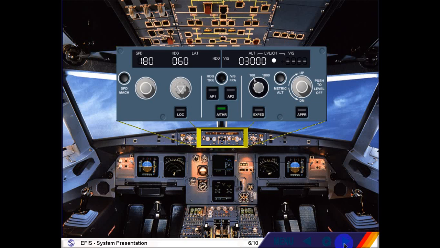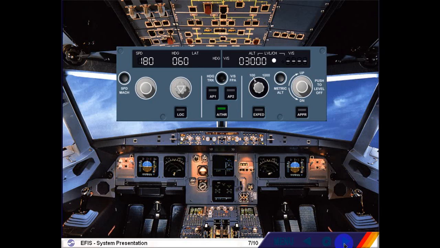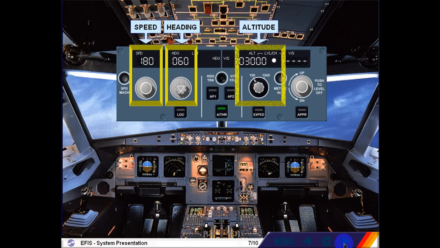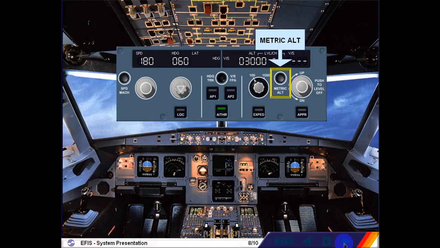There are selectors on the FCU which will affect the indications seen on the PFD and ND, and it is only these selectors that will be discussed in the EFIS modules. The selectors with associated indications are provided for speed, heading, altitude, vertical speed. The metric altitude push button is also part of the altitude area.